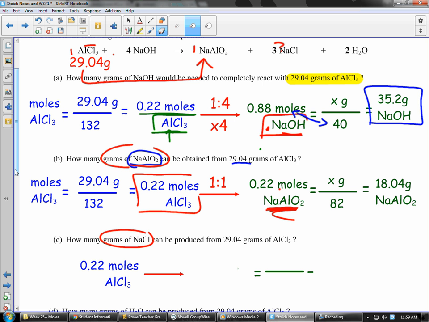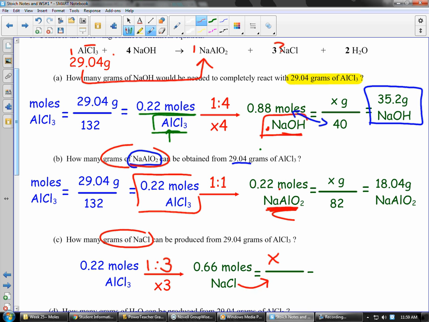All right, I see that my AlCl3 is a 1, 2, and I see the coefficient in front of my salt is a 3. So I'm going to multiply my 0.22 times 3. So I get 0.66 moles of my salt. If I want mass of my salt, then I am going to multiply it times the formula weight of my salt, which happens to be 58. Multiply those two together, and you get 38.28 grams of sodium chloride. Again, if you're feeling good, pause it and try the next one.